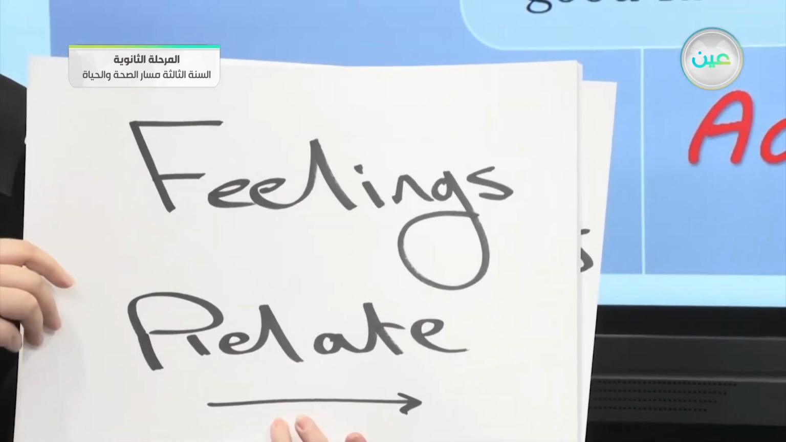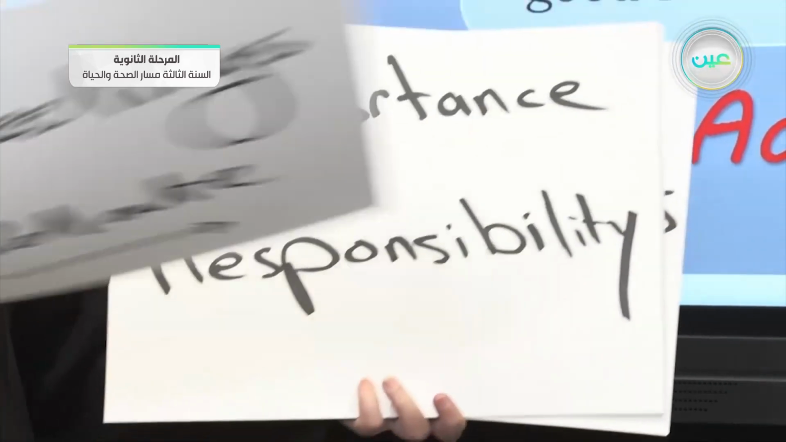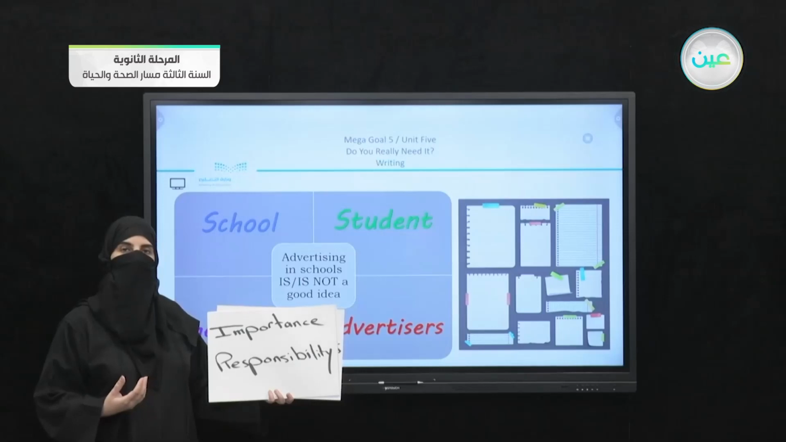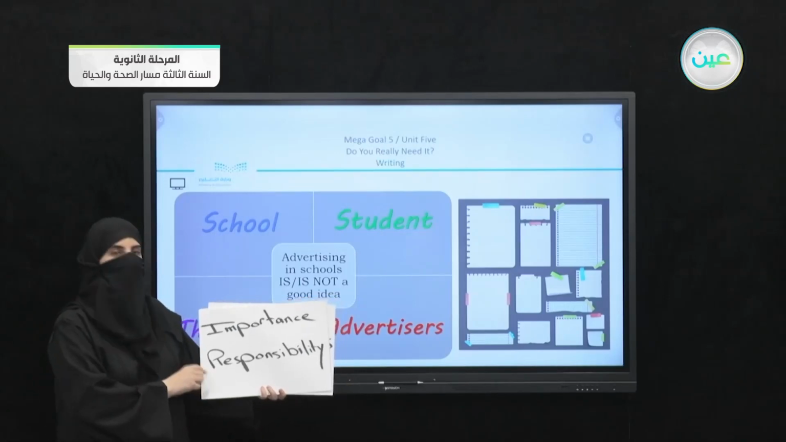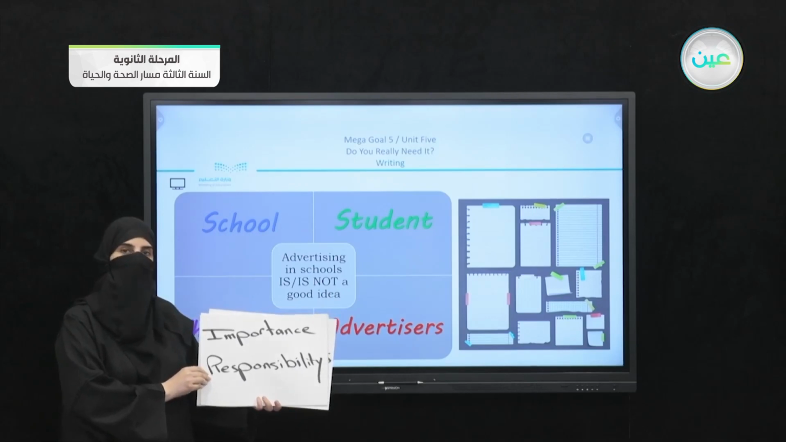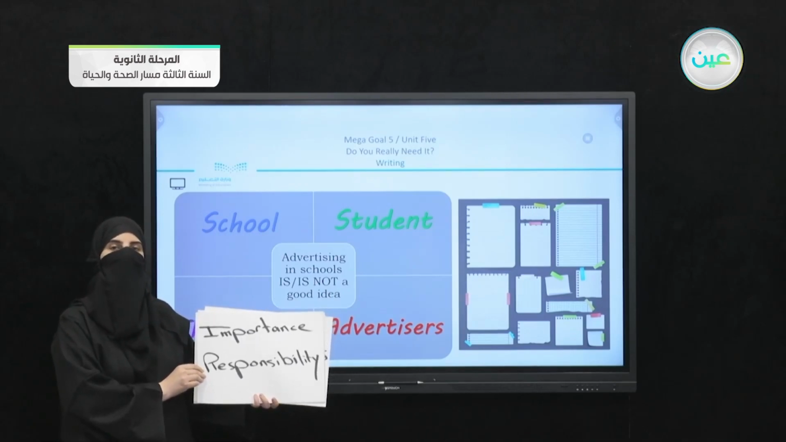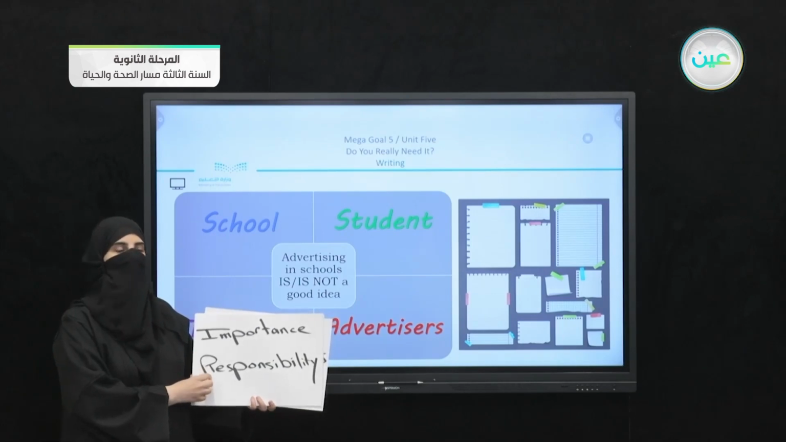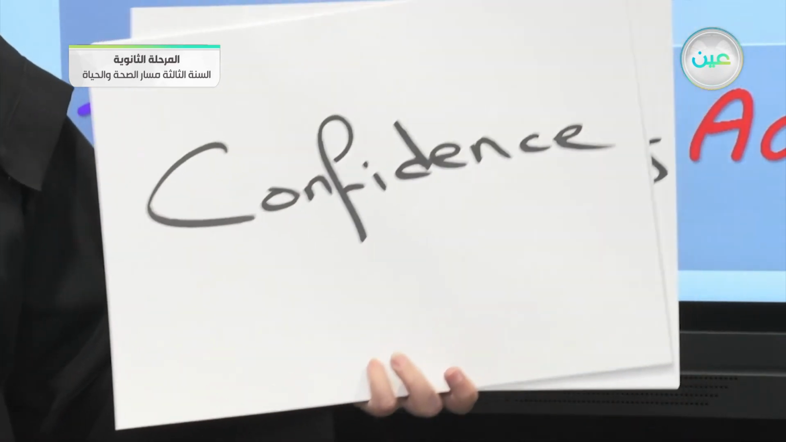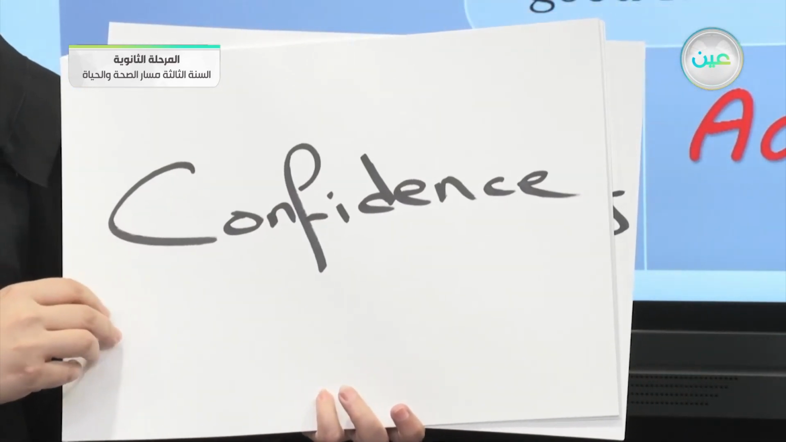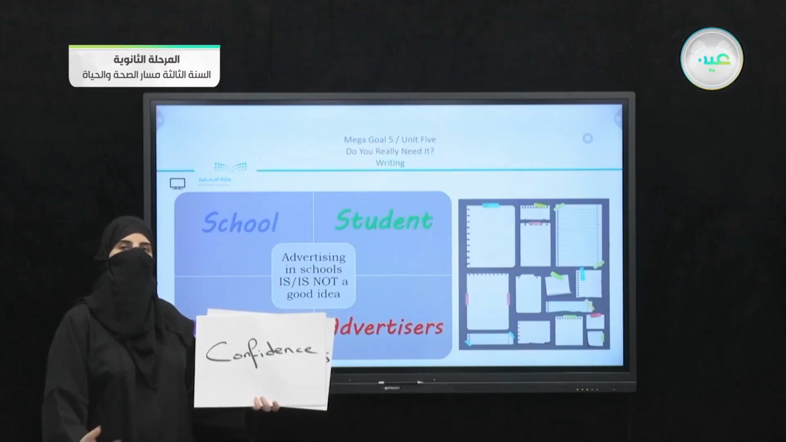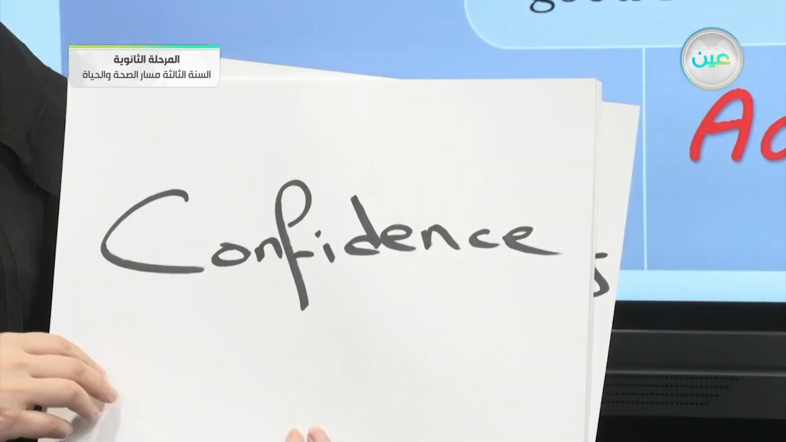Now, when there are advertisements at school, a student may feel important, so there is the feeling of importance. And we can also have the feeling of responsibility. So they are old enough to be advertised, and there is something about responsibility connected to it. Also, there is a very important word here, which is confidence. A lot of students may feel confident about themselves when they feel that they are advertised and they have this kind of importance.